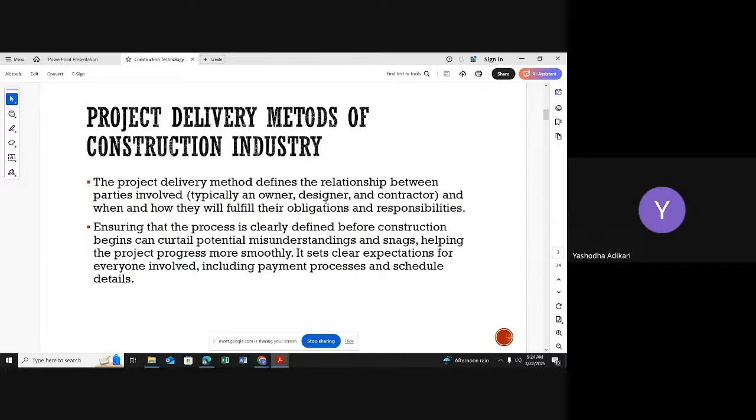Owner, designer, contractor: how are they going to join with the project? Step by step, you can learn about it. As a hint, I will give you at the beginning. In some projects, contractors are not joining with the design team. In some projects, the contractor and designer join together.